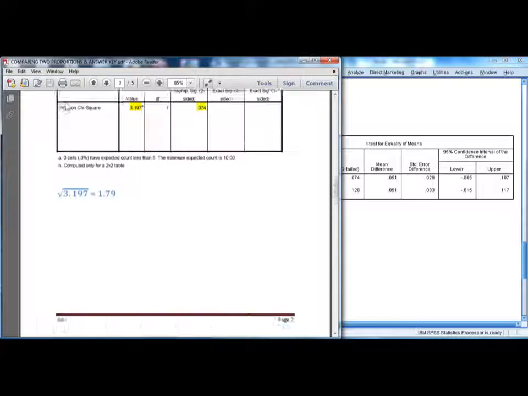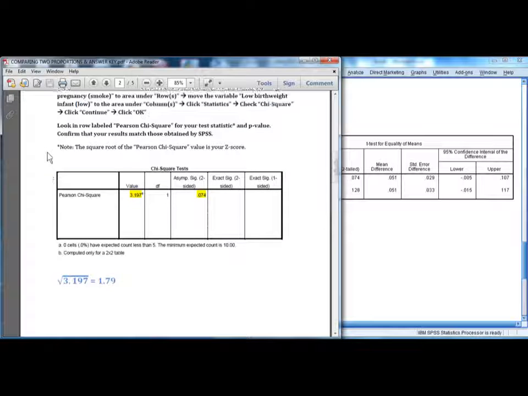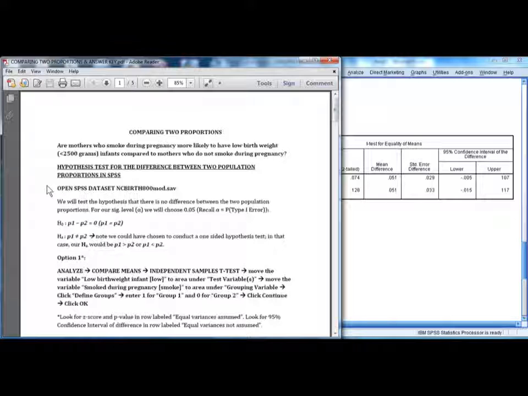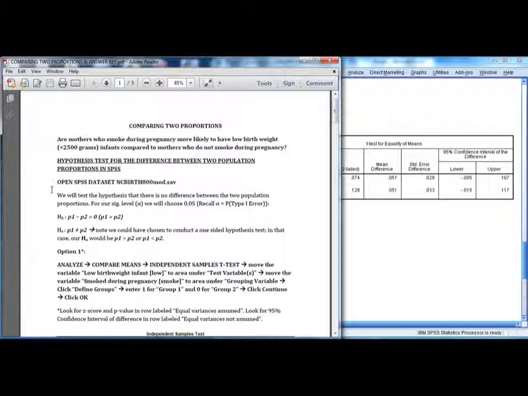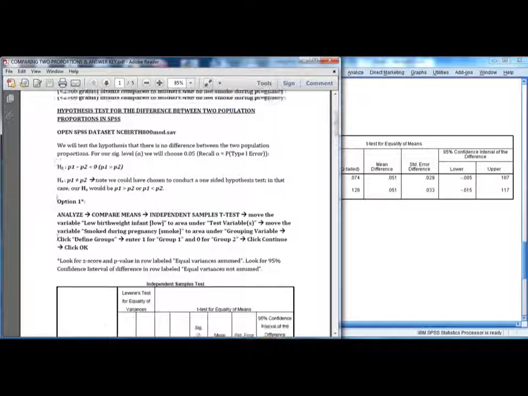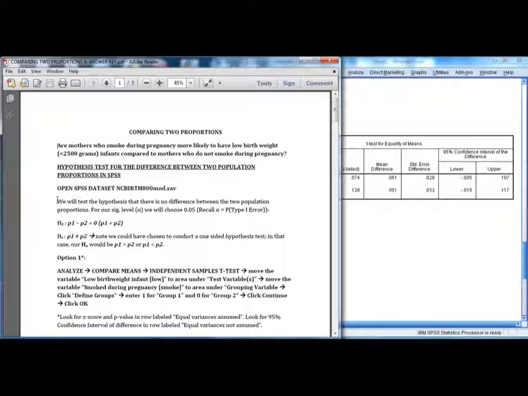So we've confirmed our hand calculations match those obtained by SPSS. So we've learned two things here. We've learned how to compare two population proportions, and we've learned how to construct a confidence interval for the difference between two population proportions. And finally, we learned how to interpret those two analyses. Next, we'll learn how to compare two population means and how to construct a confidence interval for the difference between two population means.